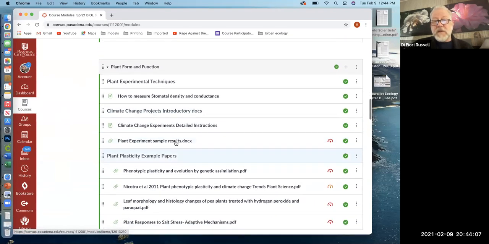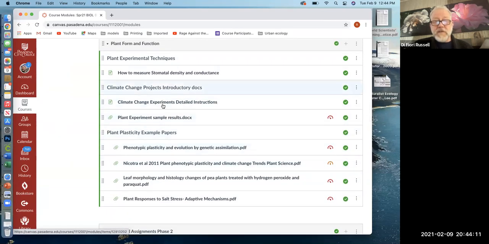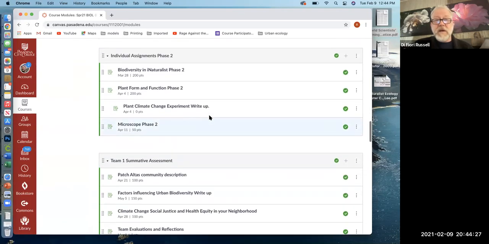And then you move into things. This is the plant form and function, where you're doing a climate change experiment and measuring plant parameters. So you're looking at how the plants are different in these different patches that you're surveying, but you're also looking to see how they change with climate change. So that's kind of an interesting experimental thing.